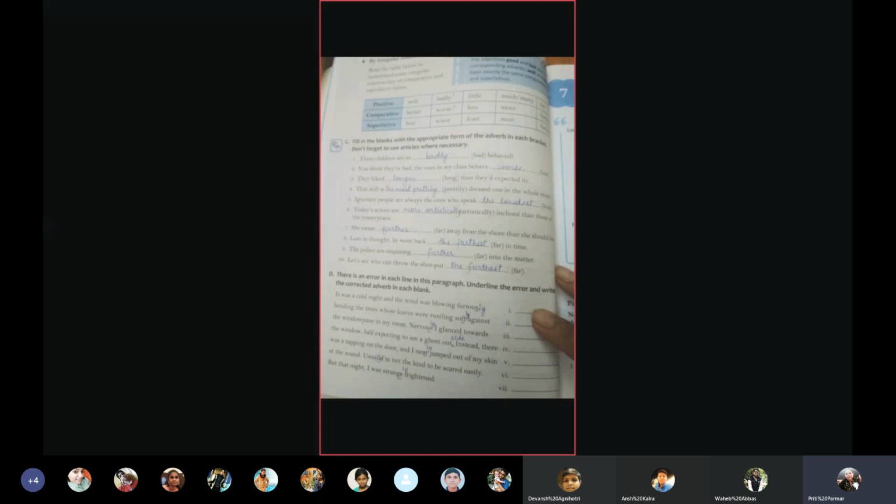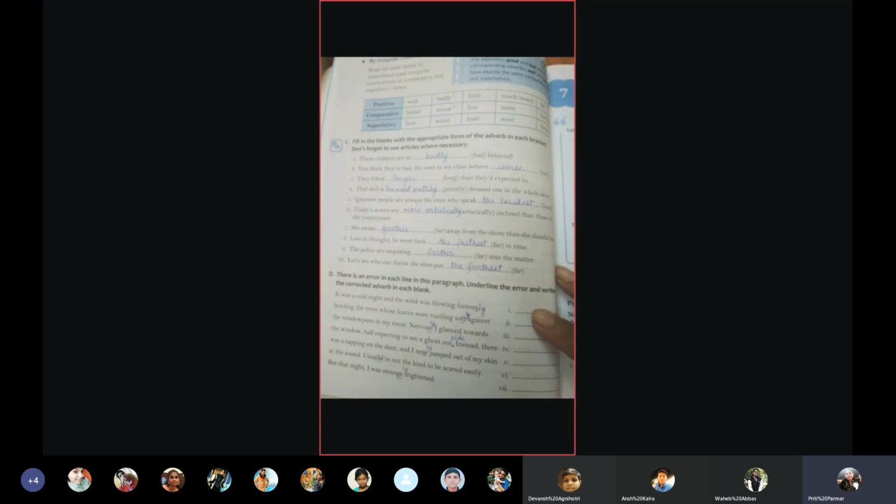Now coming to the exercise, put a tick mark on the ones you'll do. You'll do the fourth one. You'll do the sixth one. You'll do the eighth one and the 10th one. I repeat, 4, 6, 8 and 10. Now let's quickly do these exercises. Fill in the blanks with the appropriate forms of adverbs in each bracket. Don't forget to use articles where necessary.